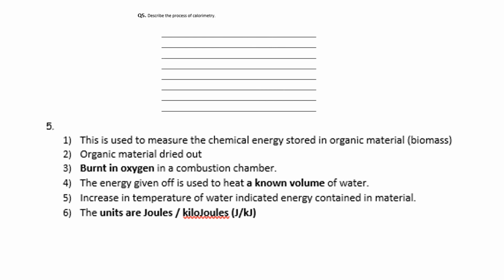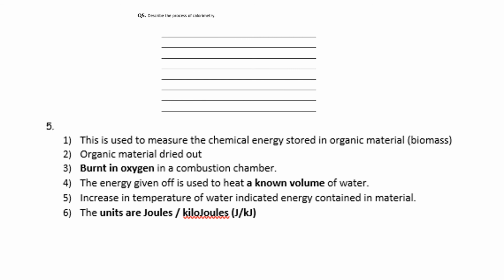So question 5 is a basic recall question, really, really straightforward. You need to learn this off by heart. So to describe the process of calorimetry, remember this is a way of measuring the energy stored inside organic material. So your first mark is saying, obviously I've got this straight from the booklet, this is used to measure the chemical energy stored in organic material, so the biomass in other words. So we're describing the process. You're saying first what you're doing, so you're measuring the chemical energy stored in the biomass. Second mark is to say that the organic material has to be dried out. We already know that, so we're going to dry out, remove any of the water.